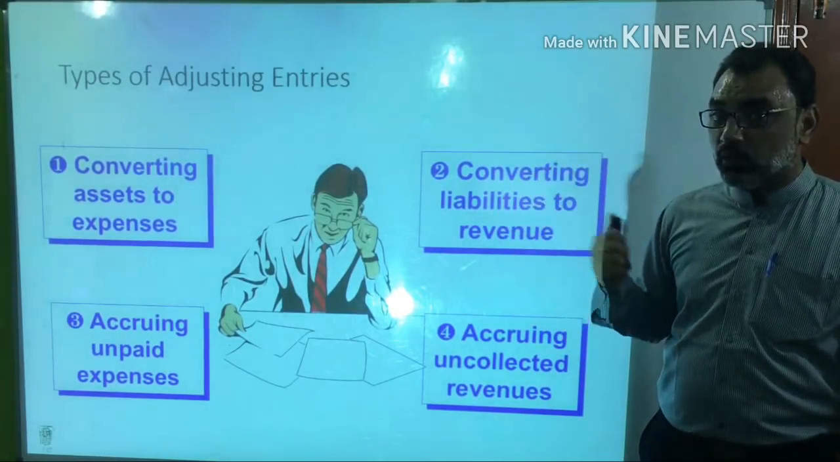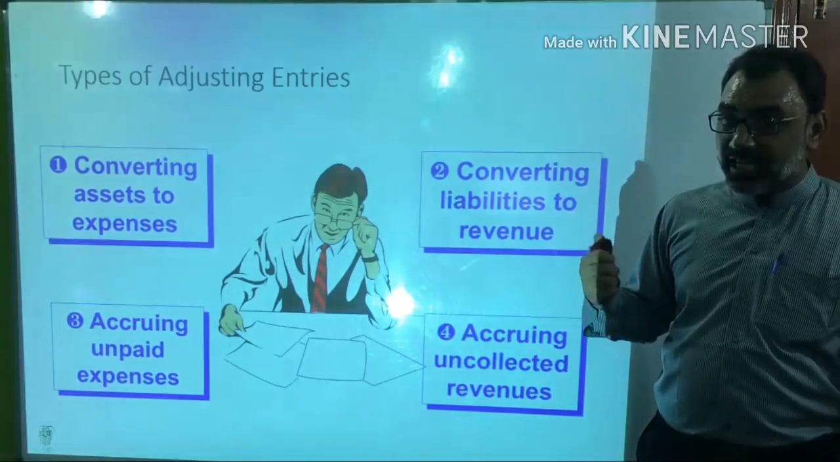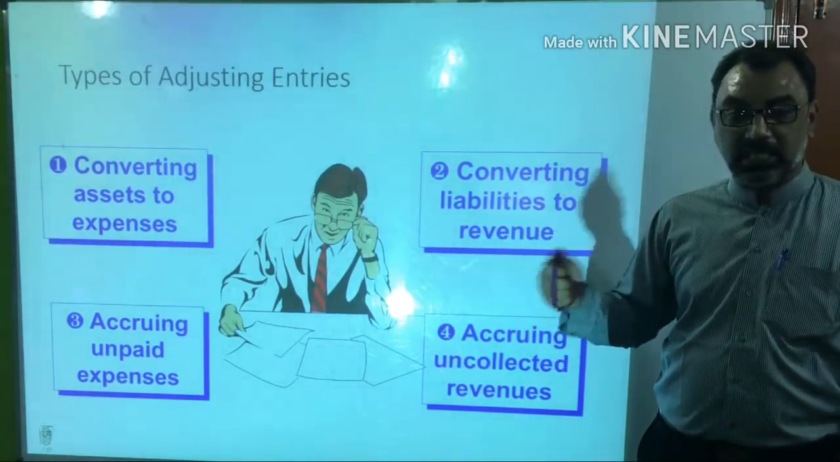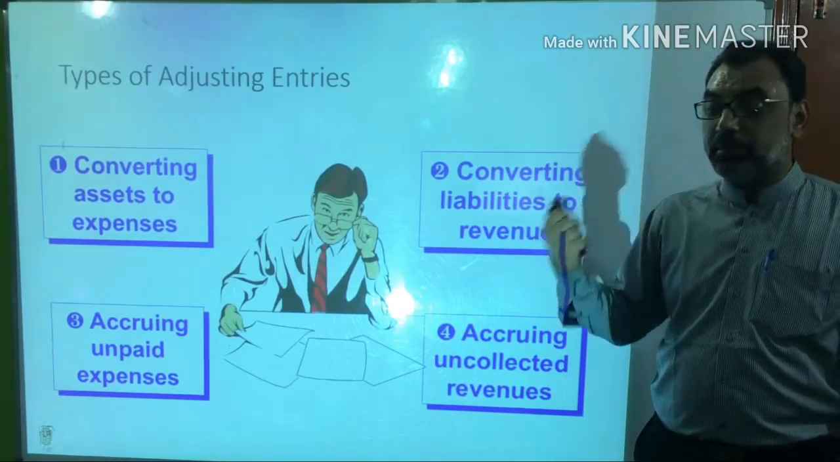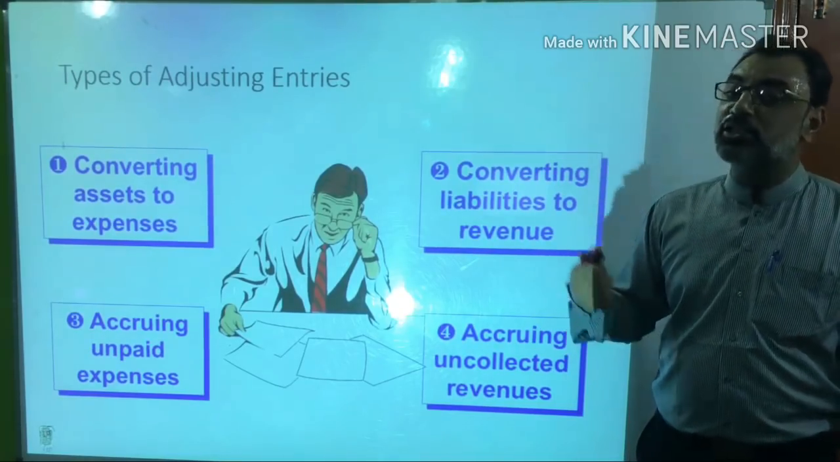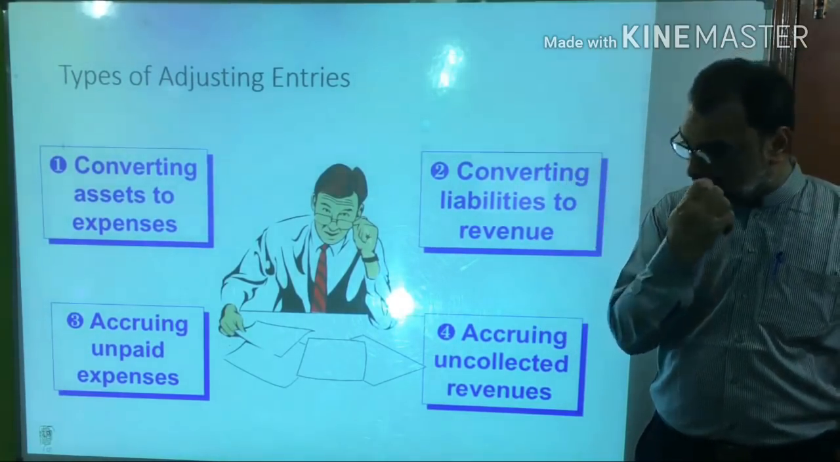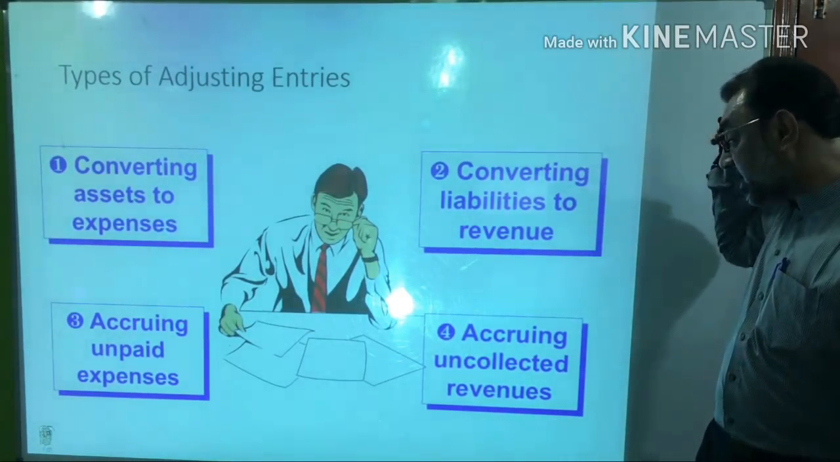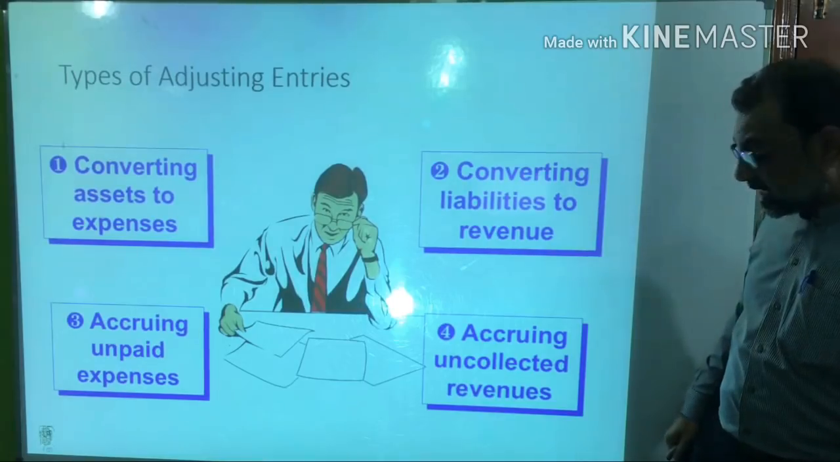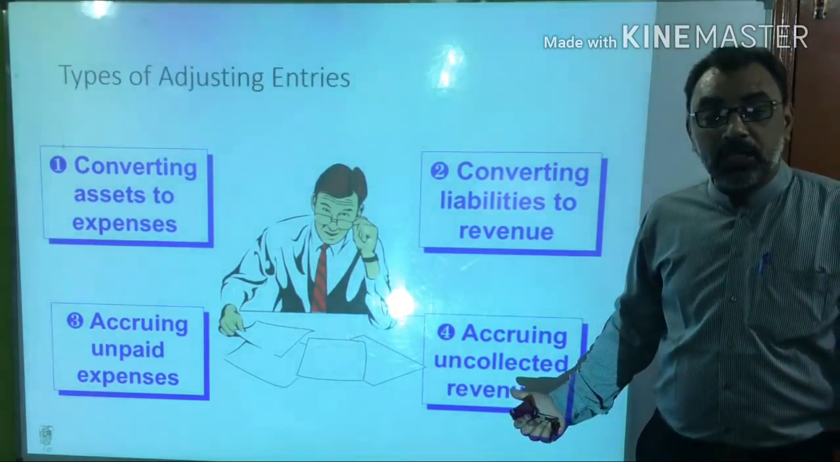So in that situation, what you will do is pass the entry, that is, let's suppose, salaries expense debit and salaries payable credit. And whenever the transaction occurs, whenever you pay the cash for that, you will record the entry: salaries payable is debit and cash is credit.